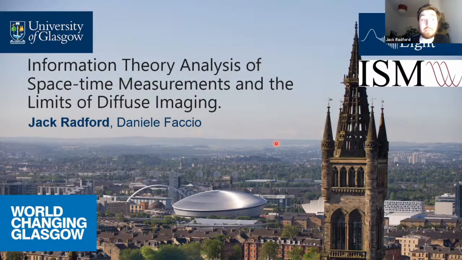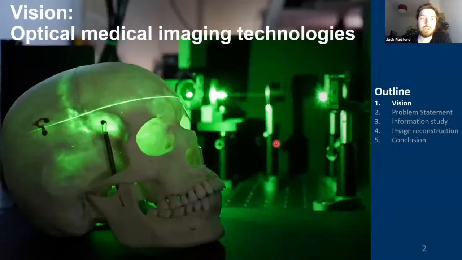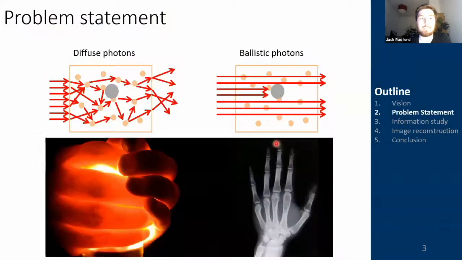Hello, my name is Jack Radford, and today I'm going to talk about information theory analysis of space-time measurements and the limits of diffuse imaging. So our vision is to move to optical medical imaging technologies and away from bulky MRI instruments that take up entire rooms in hospitals, or instruments which use harmful ionizing radiation such as CT scans and PET scans, and replace some of their uses with a medical imaging technology which uses visible light or near-infrared light to image inside non-invasively the body and the brain.